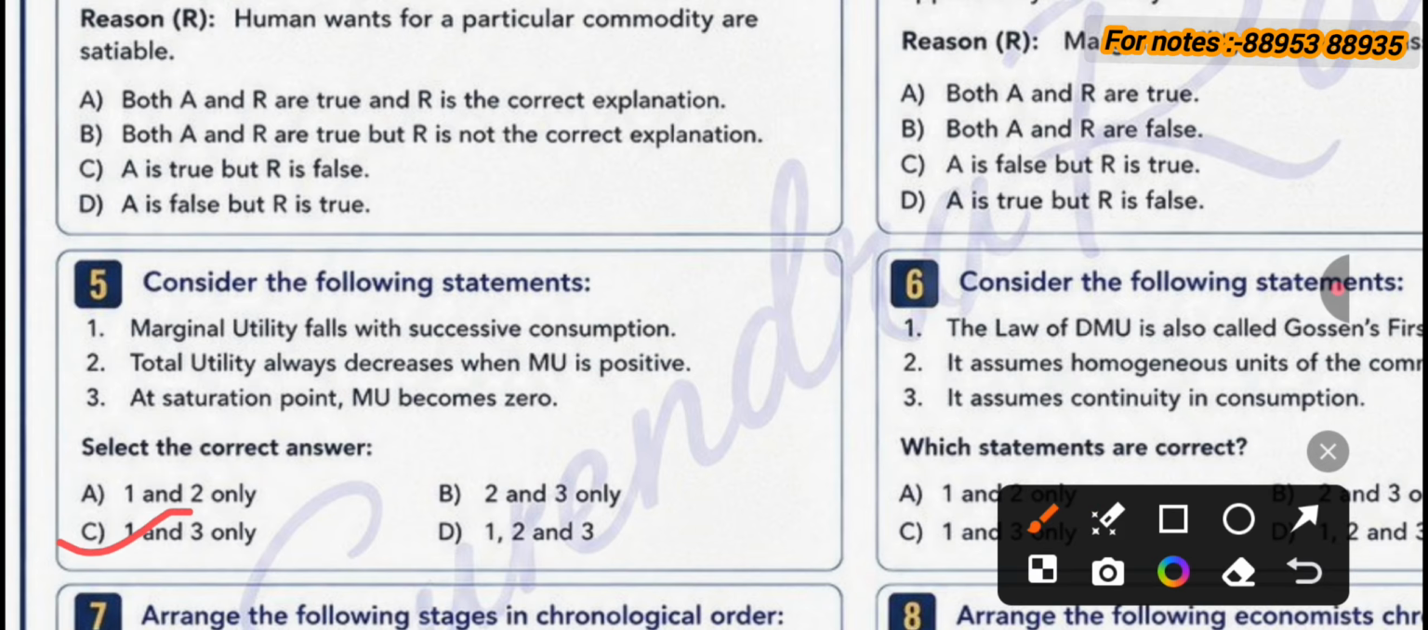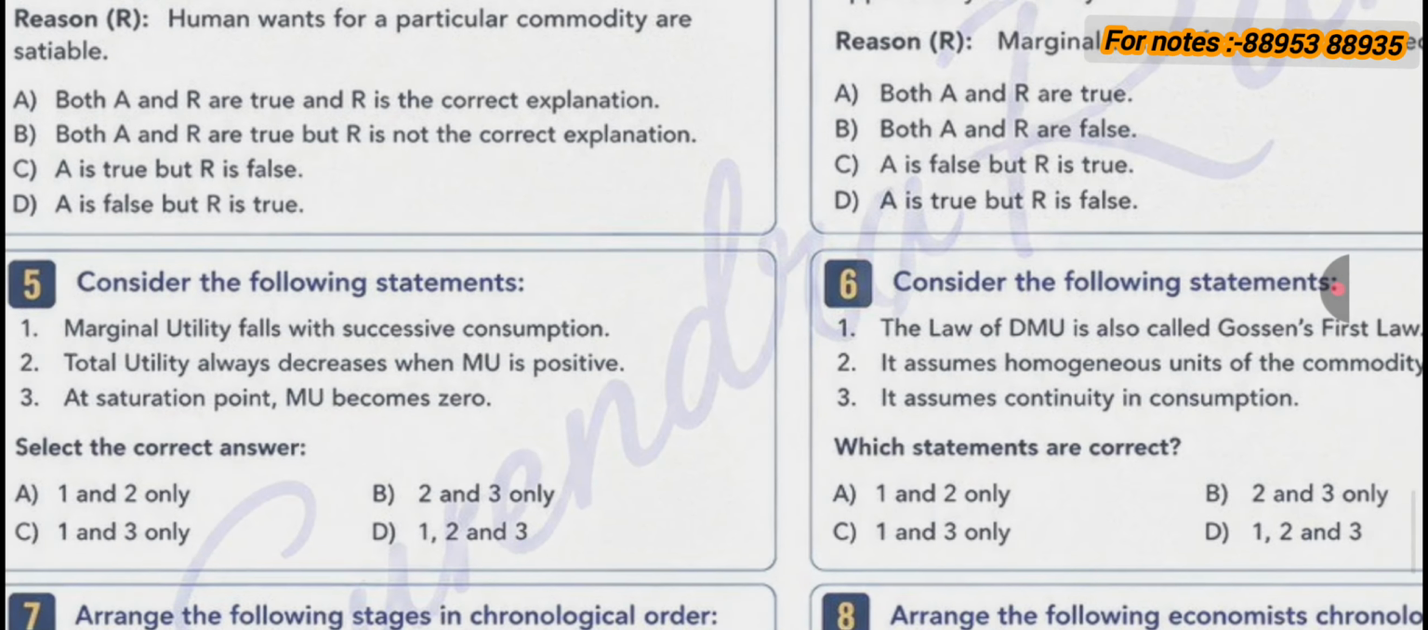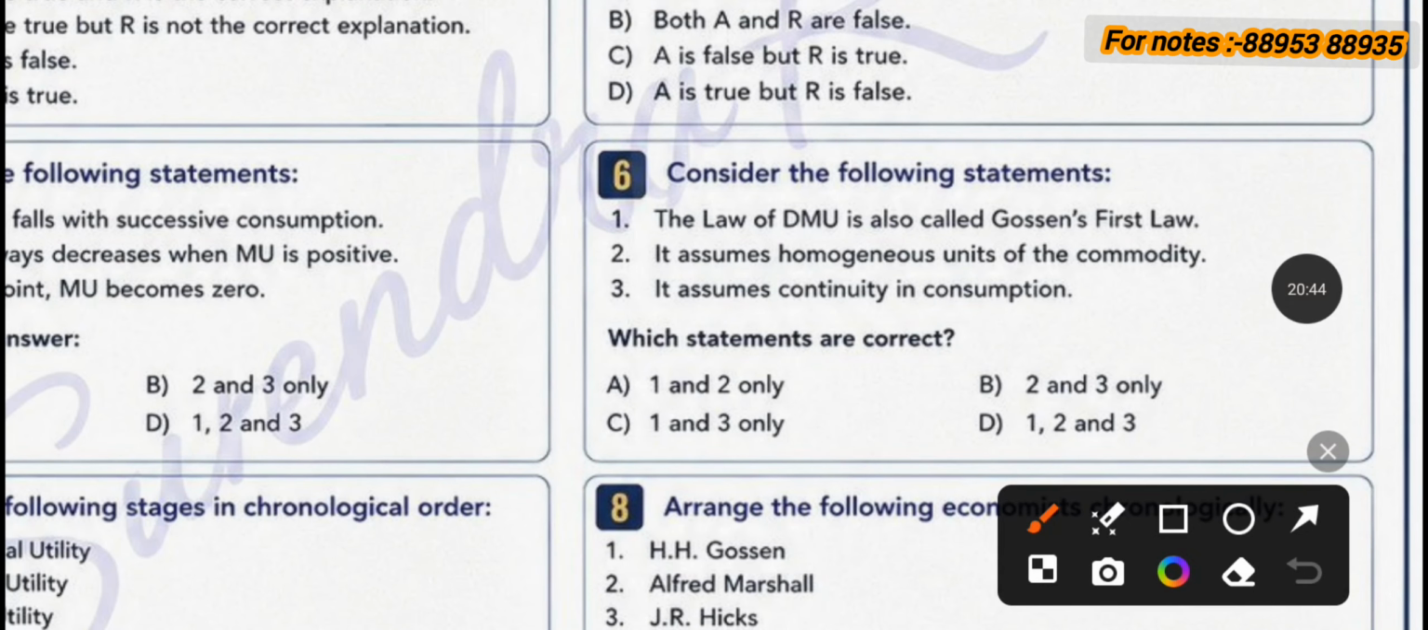Now let's break the question. Marginal utility falls with successive consumption, and at saturation point marginal utility becomes 0, MU equal to 0. This is called the saturation point. Now move to the next question, which is again a statement based question.